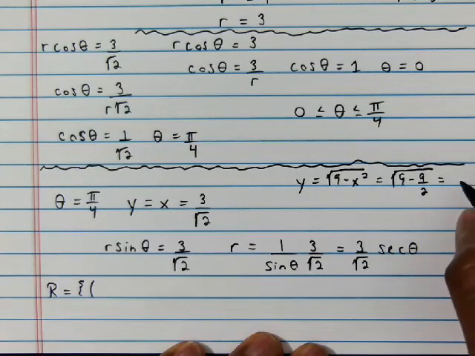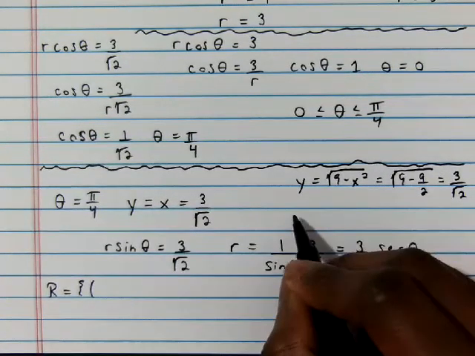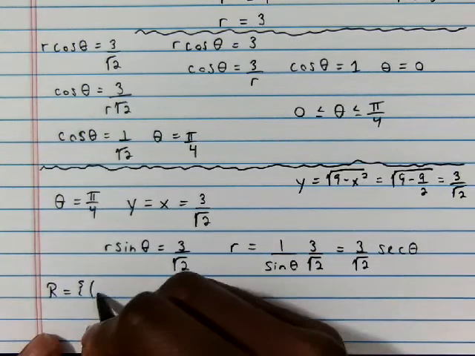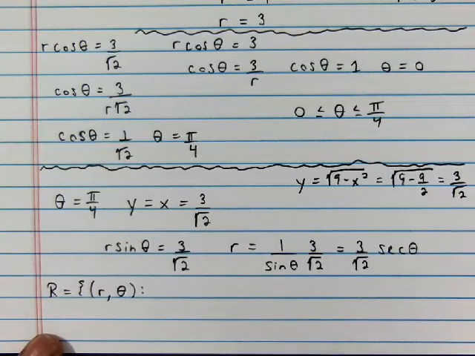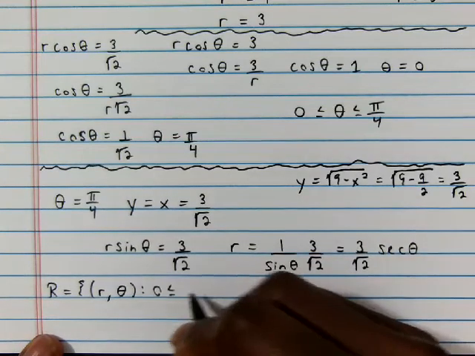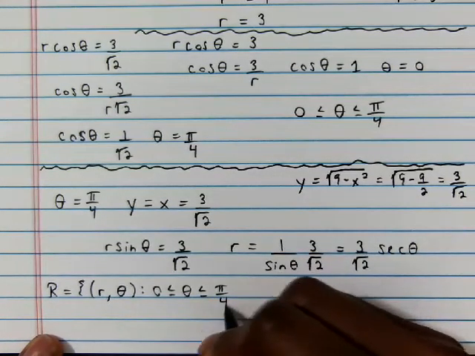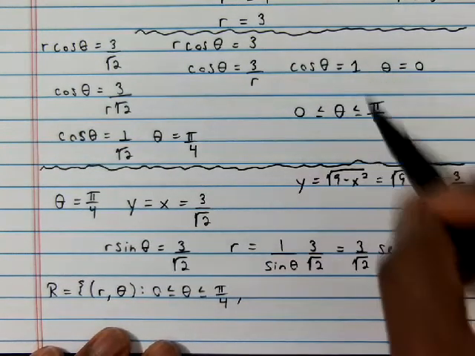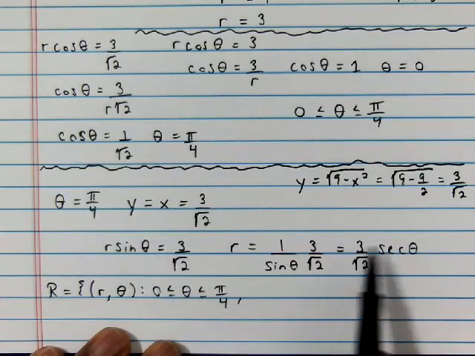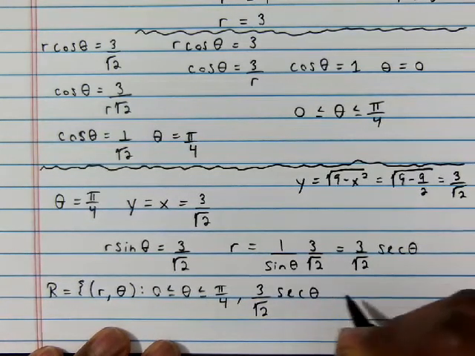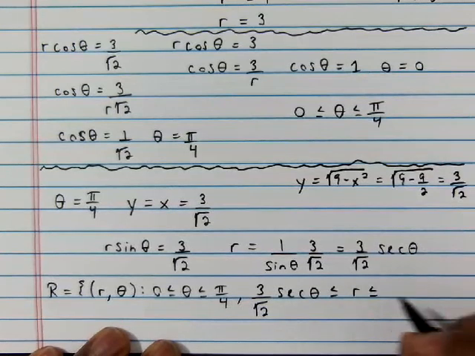And I would have gotten the same thing: y equals 3 over root 2. And then substituted y equals r sine theta in there. And we would have gotten this exact same thing. All right, so the set of (r, theta) such that, now what do I have? Theta is between 0 and pi over 4. And r is between, which one's at the bottom? This one was the smaller of the two. So 3 over root 2 secant theta all the way up to 3.